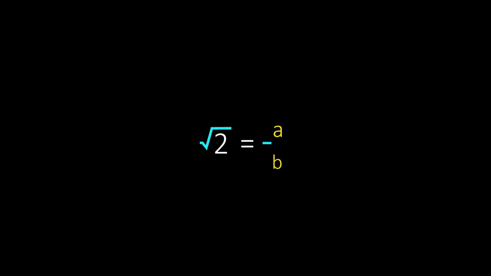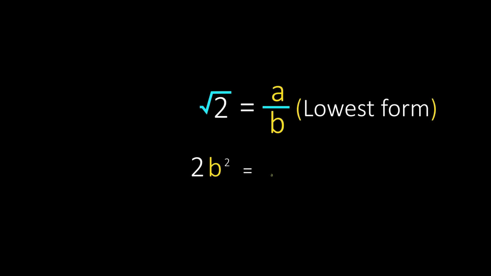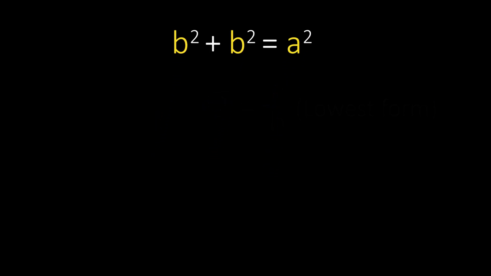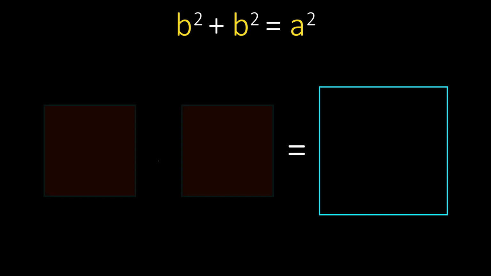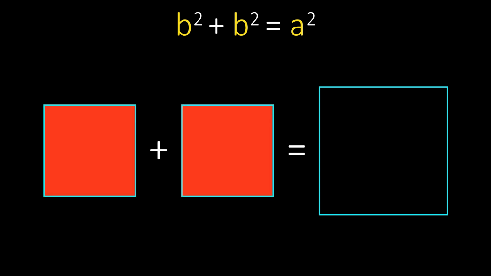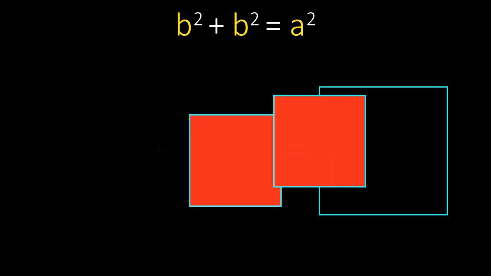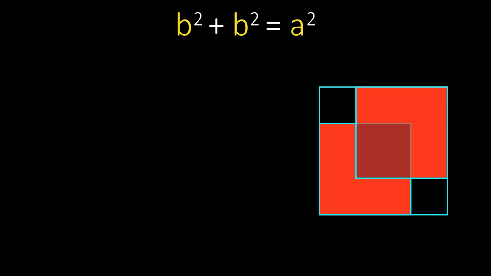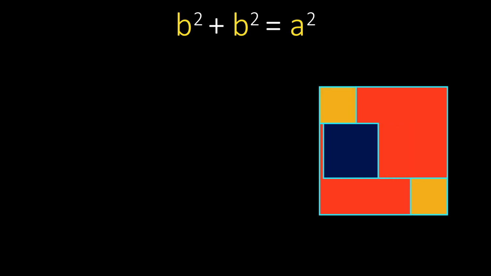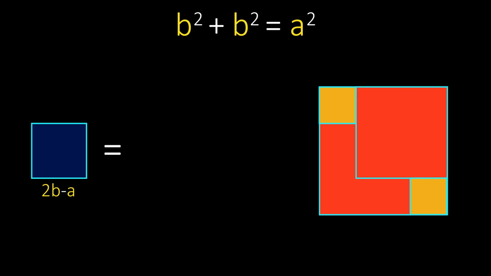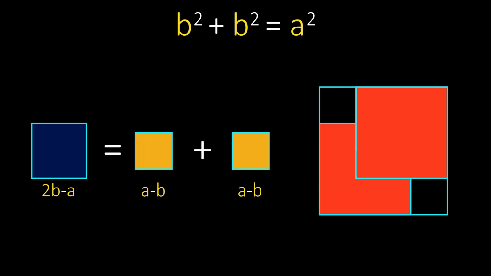Assume square root 2 equals a over b. So 2b squared equals a squared. We can rewrite this equation as b squared plus b squared equals a squared, and represent this equation as one large square having the same area as two smaller identical squares. If we move two smaller squares inside the big square, then the overlapping area must equal the remaining area. This means that the blue square has the same area as two identical yellow squares.